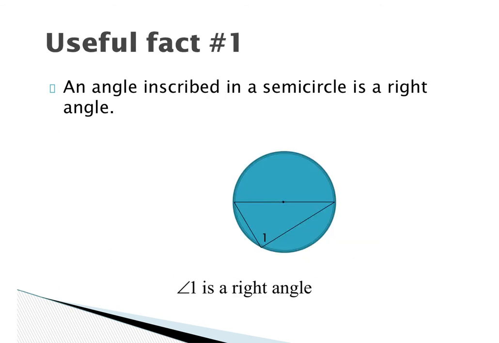So, useful fact number 1, an angle inscribed in a semicircle is a right angle. We already talked about this, right? Okay? So, as long as the two sides of your angle form a semicircle, then it's a right angle. Okay, so we can draw a perpendicular angle here. Okay.